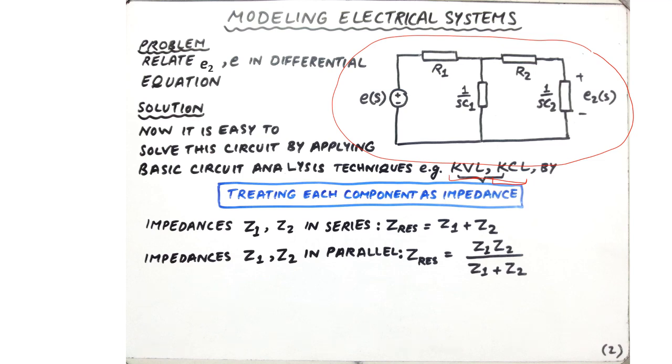For example, here we can see that the two impedances R2 and 1 over SC2 are in series, so we can just calculate the equivalent impedance by summing the two. Likewise, the equivalent of these two impedances comes in parallel with the impedance 1 over SC1, so we can calculate the parallel of two impedances by using this formula for the parallel combination of the two resistances, as shown here.